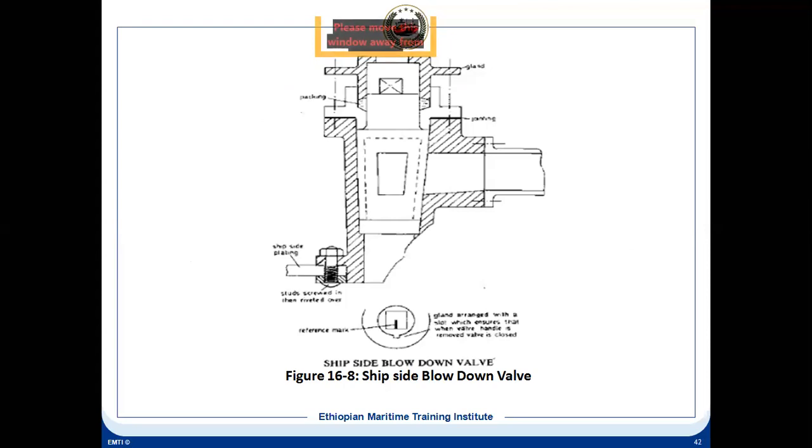This is an example of a ship side blowdown valve. You may have come across this. A lot of ships nowadays are fitted with a normal screw down globe valve, two of them usually at the ship side. Or you could have this type also, which is basically a conical type of spindle which is fitted inside the valve body, and you can turn the conical part of the spindle using a spanner.